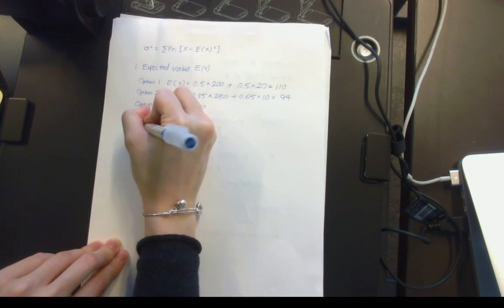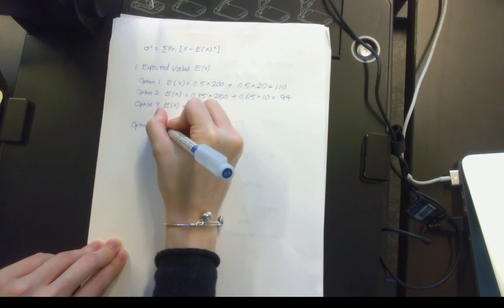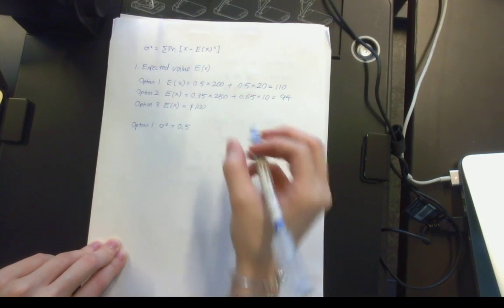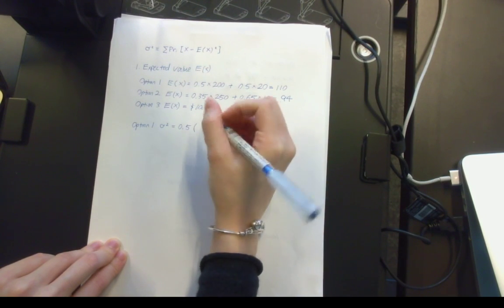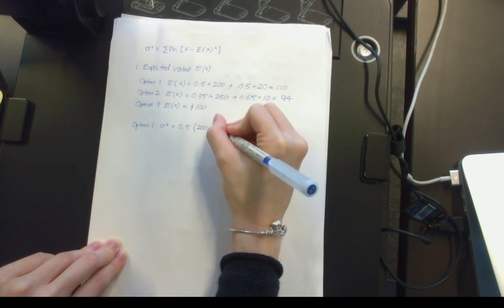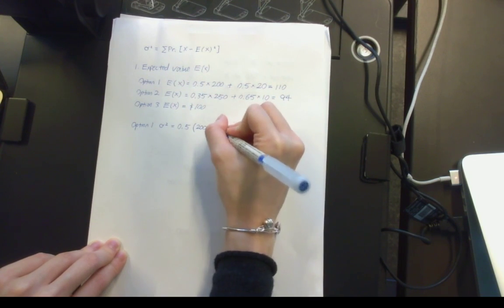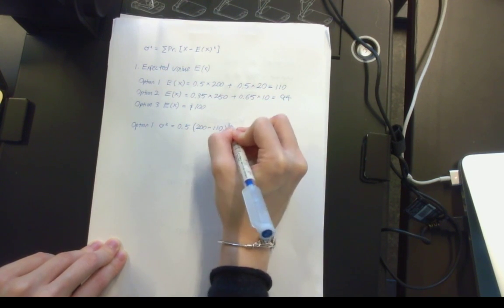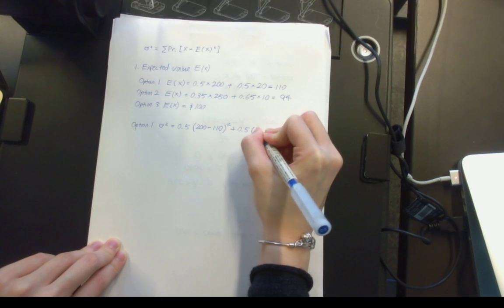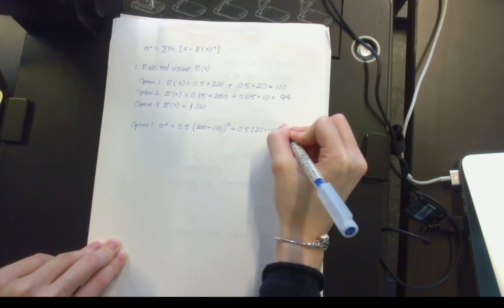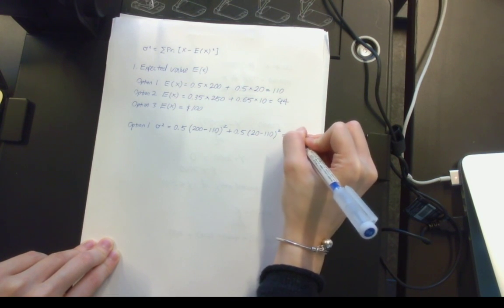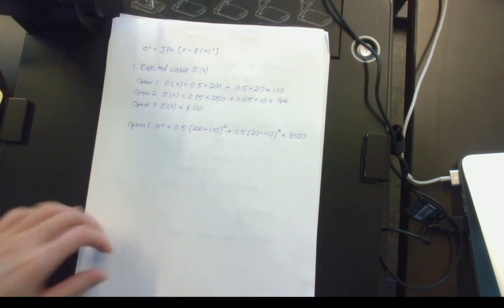For option 1, you have a variance of 50%, which is the pi here, times 200 minus the expected value of option 1, so it's 110, and you need to have a bracket here and square it, plus this. So for option 1, you have a variance of 8,100.